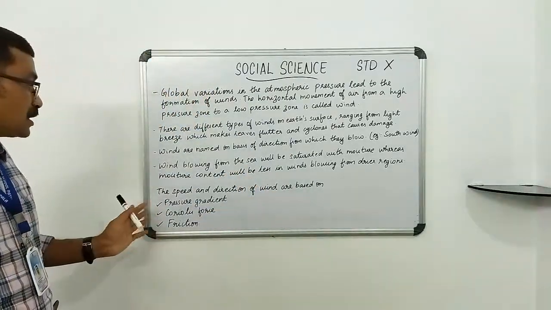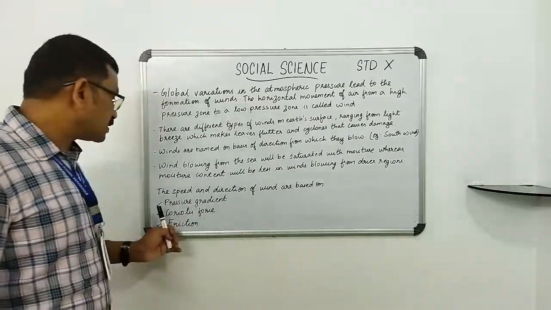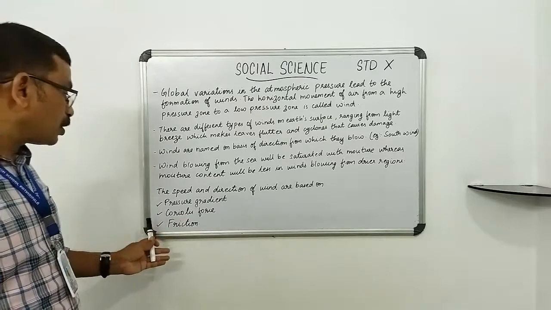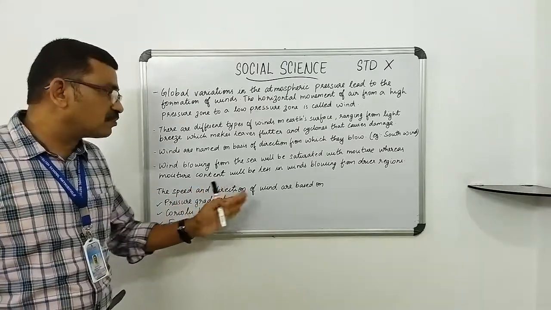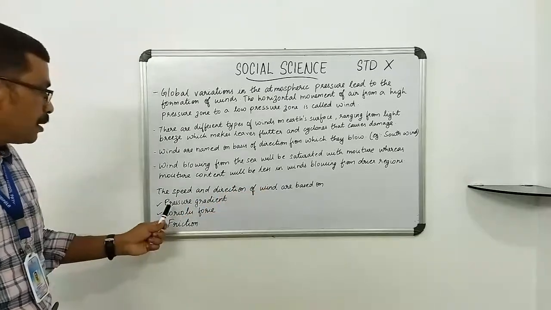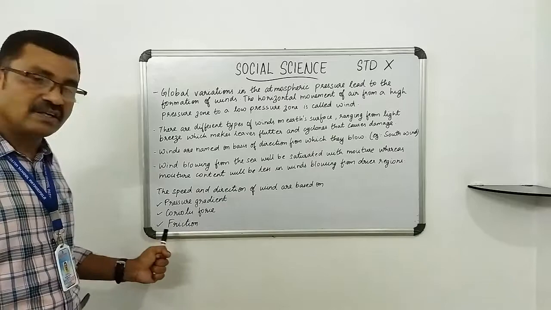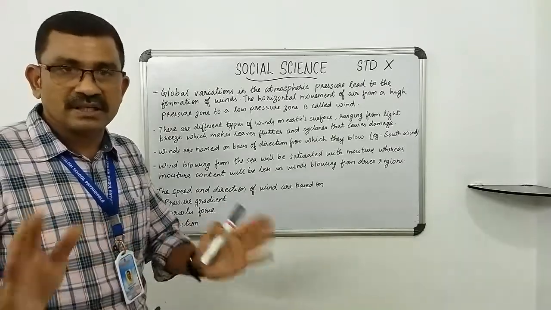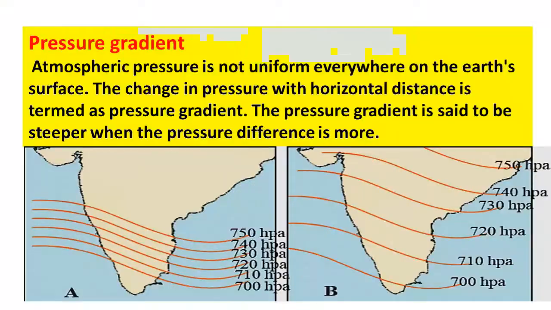Listen, the speed and direction of the wind are based on pressure gradient, Coriolis force and friction. The speed and the direction of winds are based on pressure gradient, Coriolis force and friction. We can discuss this in detail. Now let's discuss pressure gradient in detail.